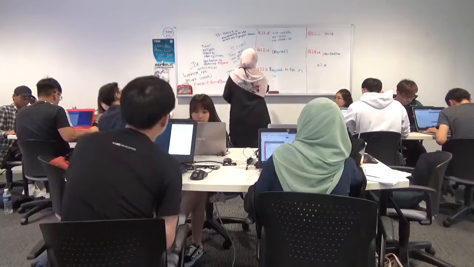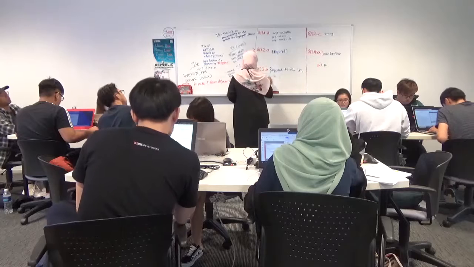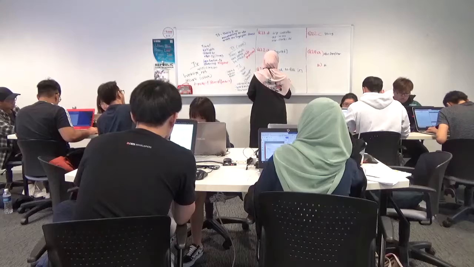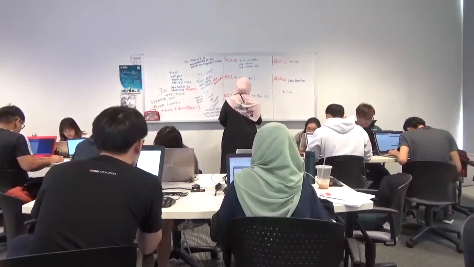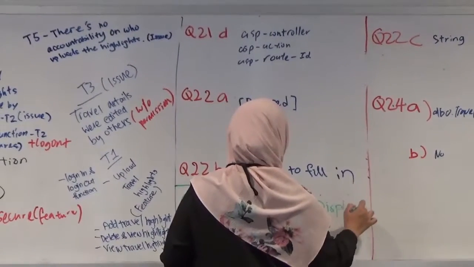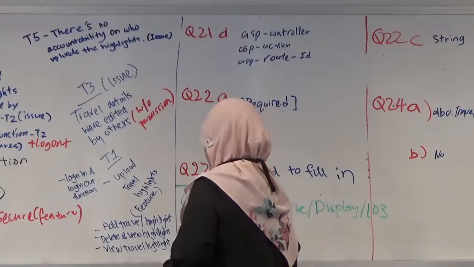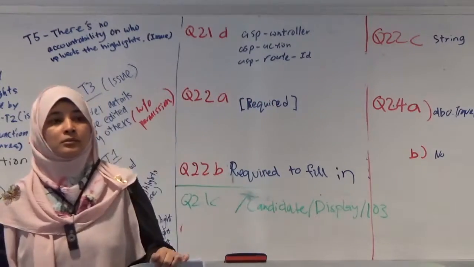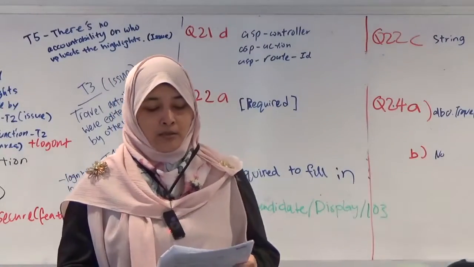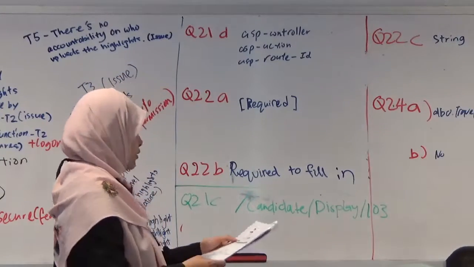So for question 21C, right? So you need slash, the first one is your candidate, which is your controller, followed by the action, which is display, that's what you guys say, and what's the number? 103. Why 103? Because it's the ID. What's the candidate name? Yes, Alex. Okay? Question 21D. Team 1. Where do you get these answers from?